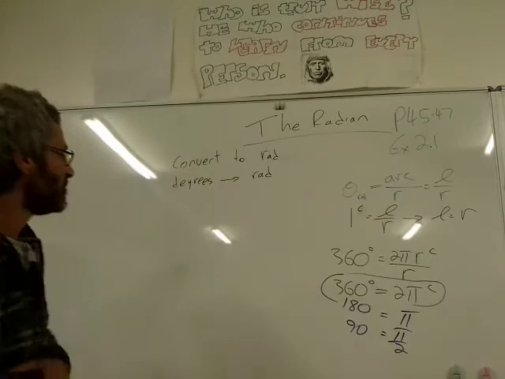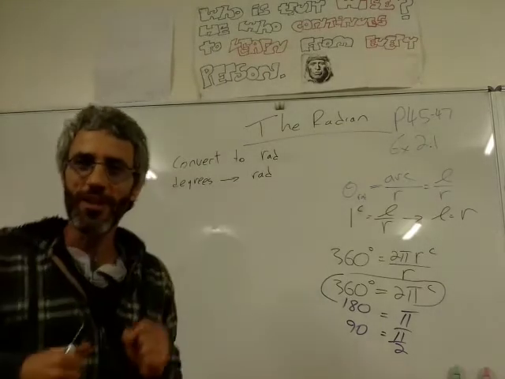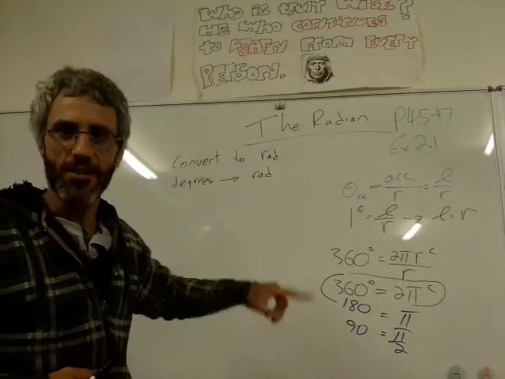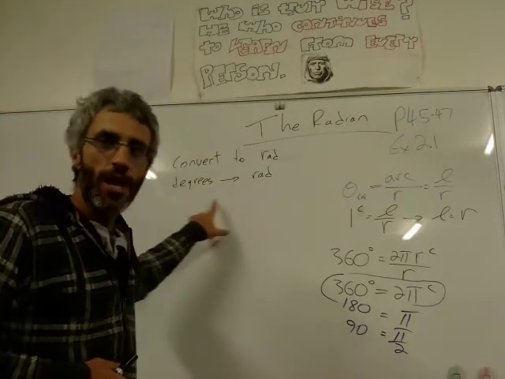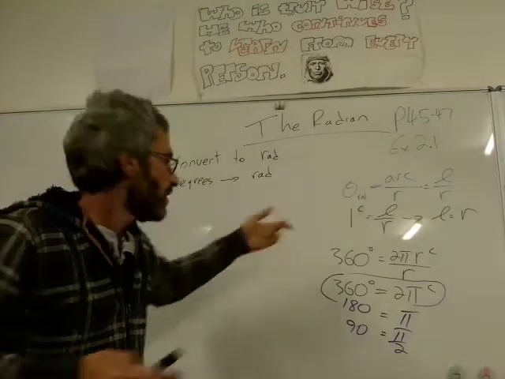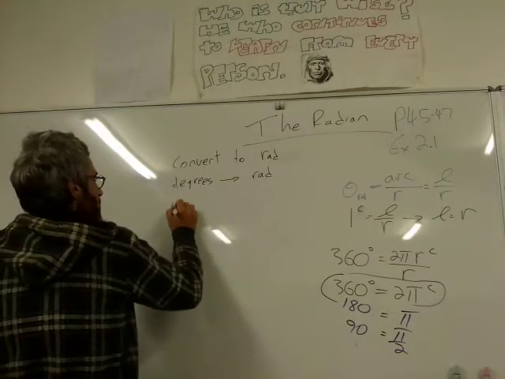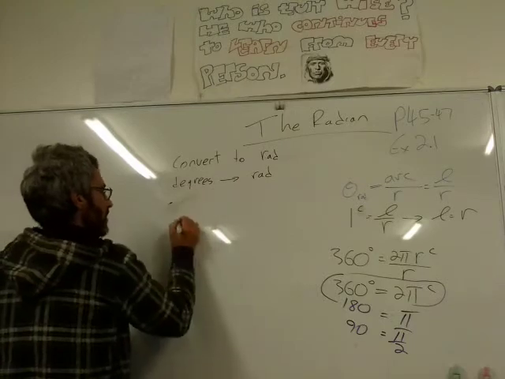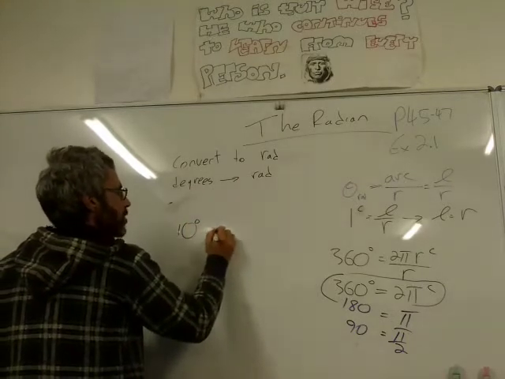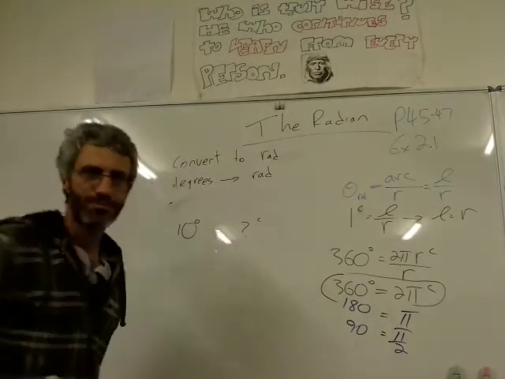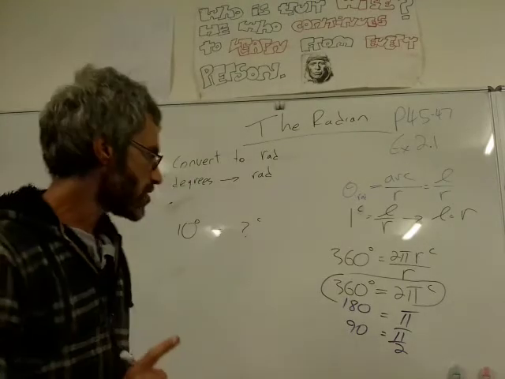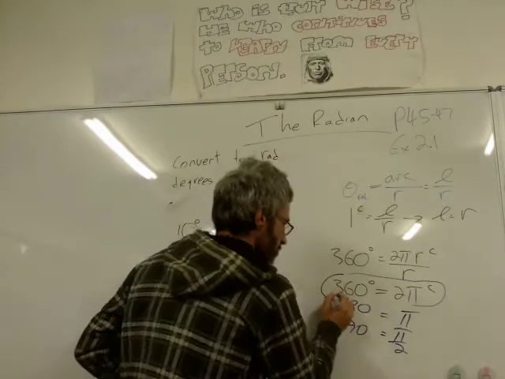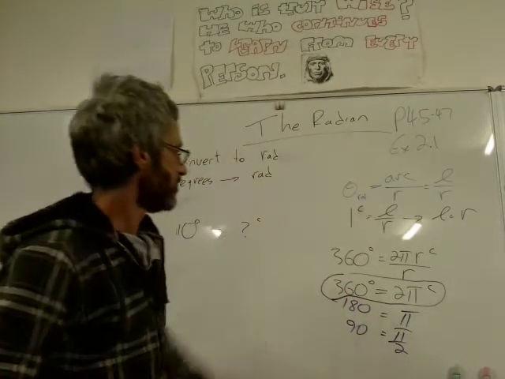Raise the board. We're moving to the second bit of question where we need to convert to radians. So we've got the angle in degrees, and we're converting to radians. Let's say we've got 10 degrees. And we want to know how much that is in radians. So again, we need to write down that relationship. This is like your mother relationship. This is where everything is born from.